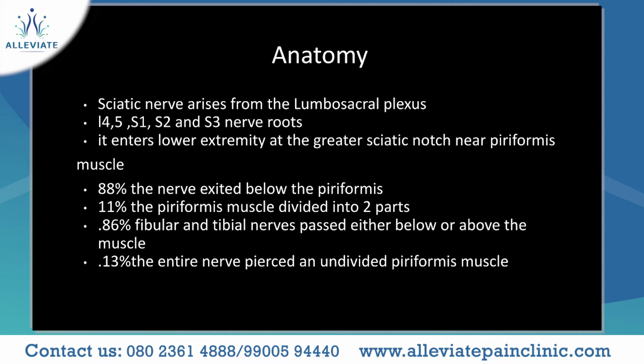The sciatic nerve arises from the lumbosacral plexus, L4, 5, S1, 2, and 3 nerve roots. It enters the lower extremity at the greater sciatic notch near the piriformis muscle. 88% of the time the nerve exits below the piriformis. In 11% the piriformis is divided, and you can see both branches of the sciatic nerve passing separately. In 0.86%, the fibular and tibial nerves pass either below or above. And in 0.13% of the time the entire nerve pierces an undivided piriformis.